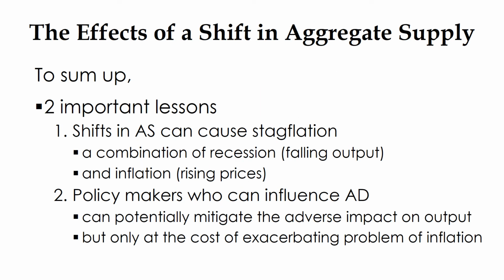All right, so to sum up, there are two important lessons here. Shifts in aggregate supply can cause stagflation, and that's a combination of a recessionary gap, falling output, and also rising prices. Policymakers who can influence aggregate demand can potentially mitigate the adverse impact on output, but only at the cost of exacerbating the problem of inflation.